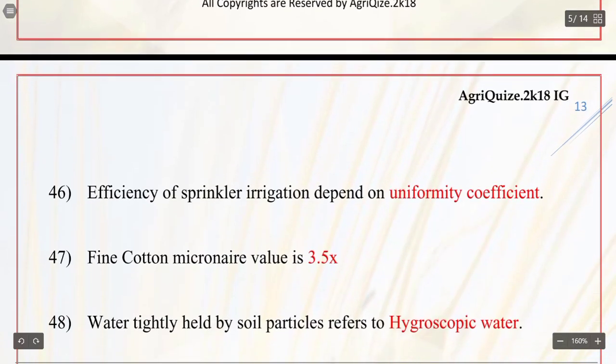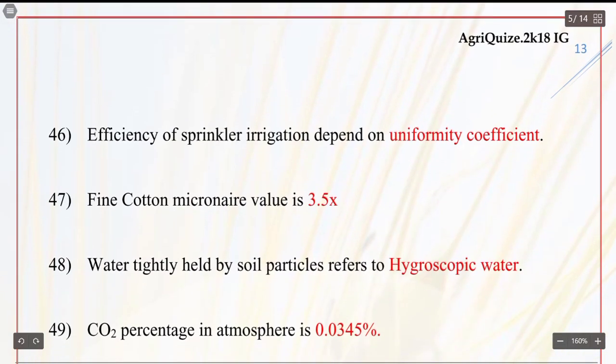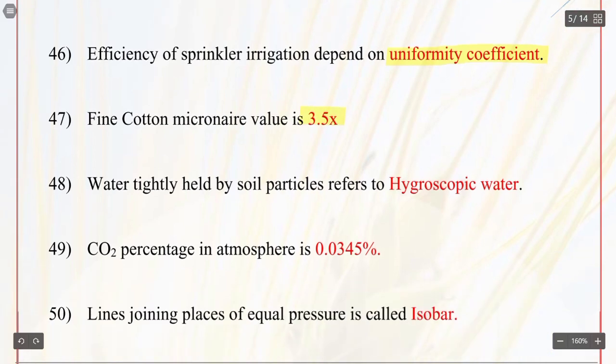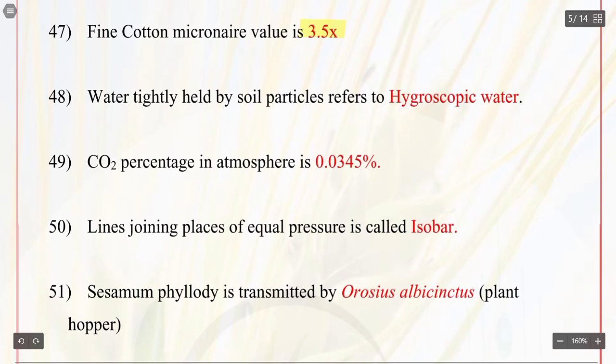Question number 46. Efficiency of sprinkler irrigation depend on uniformity coefficient. Next, fine cotton micronair value is 3.5x. Next, water tightly held by soil particles refers to hygroscopic water. Next, CO2 percentage in atmosphere is 0.0345%. Question number 50. Lines joining places of equal pressure is called isobar.